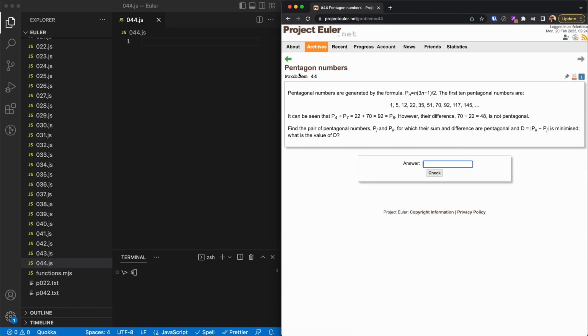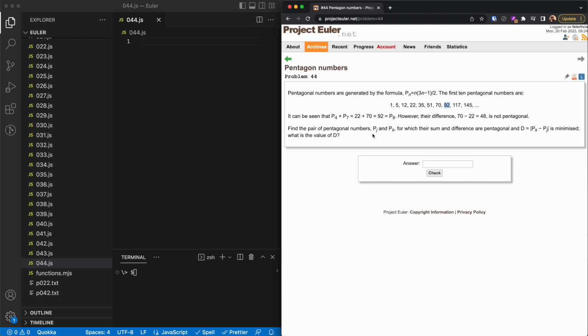We have the Pentagon numbers, problem number 44. Pentagon numbers are generated by the formula P(n) = n(3n - 1)/2. The first 10 numbers are like these, and it can be seen that P(4) + P(7) is this number. P(8) is 92, but the difference between 70 and 22 is 48, which is not pentagonal.